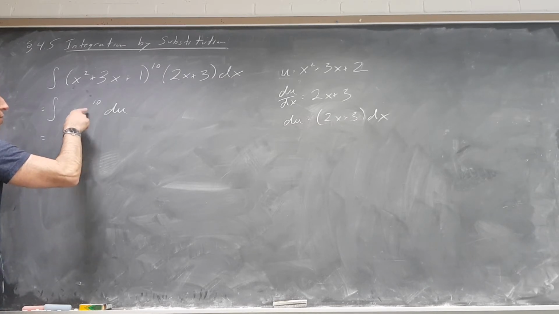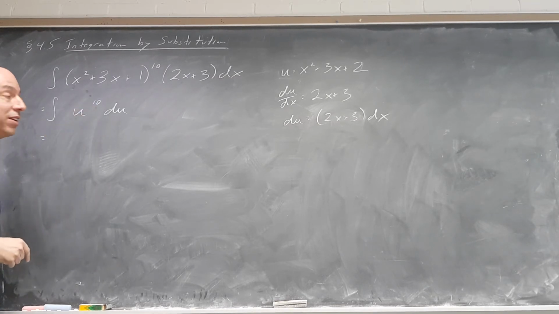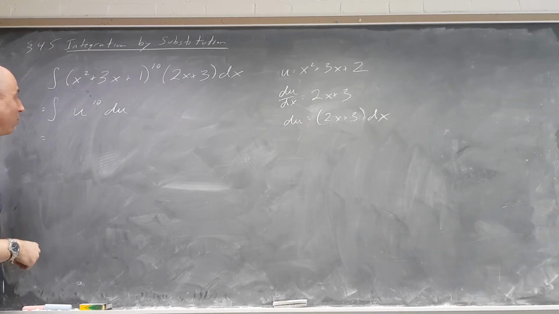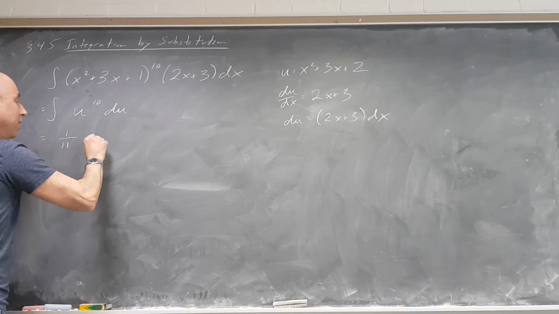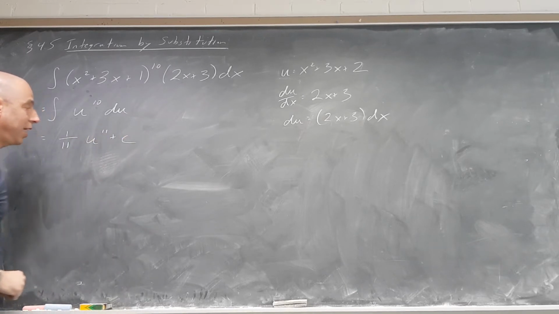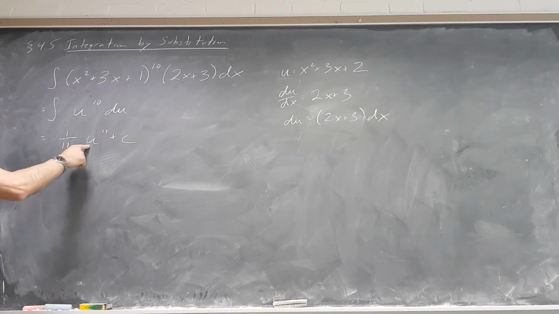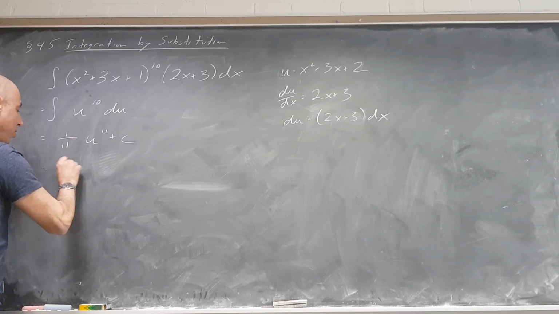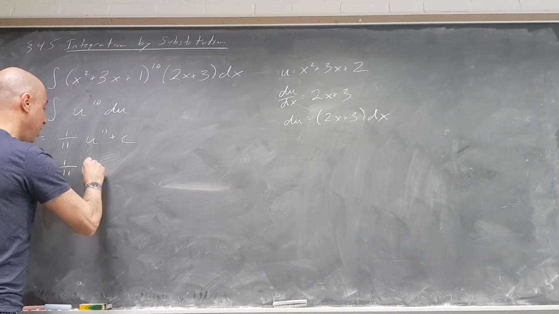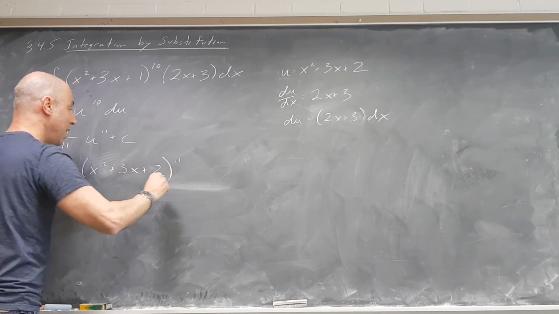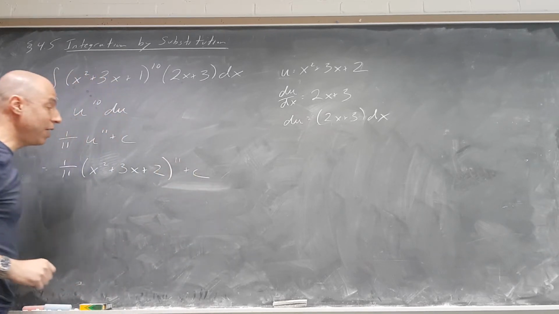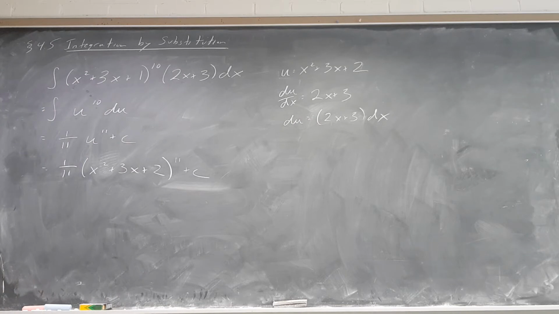And the antiderivative of u to the 10th, we can just go ahead and use the antiderivative power rule on that. That's just going to be 1 over 11 u to the 11th plus a constant. We're going to put u back in. So 1/11 (x squared plus 3x plus 2) to the 11th plus a constant. Very much like what we had last time. So hopefully this methodology is making sense.